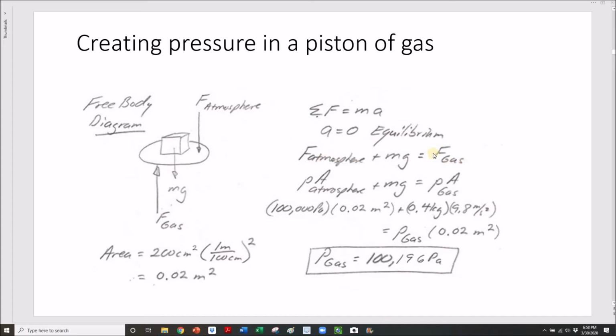The force from the atmosphere and the force from the gas can be calculated by taking the pressure and multiplying by the area. Now, I haven't told you why this is yet, but the pressure in the atmosphere is 100,000 pascals, and we can pick that up from our equation sheet. It's on the constant side of our equation sheet. So atmospheric pressure times the piston area gives us the force from the atmosphere. The mass times gravity gives us the gravity force down. And then the pressure in the gas times the area of the piston is this over here. And solving, we get 100,196 pascals.